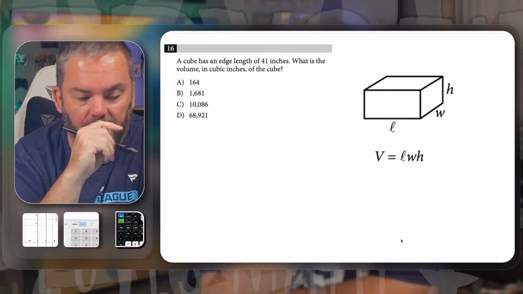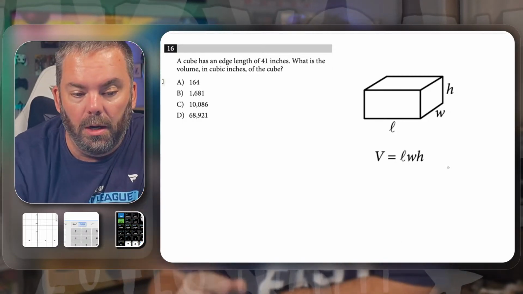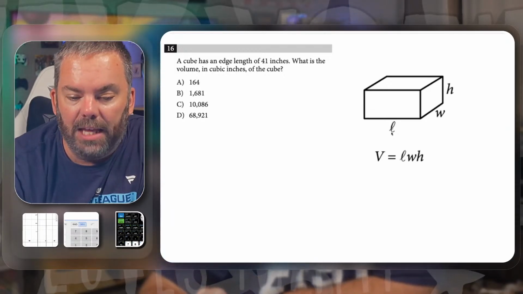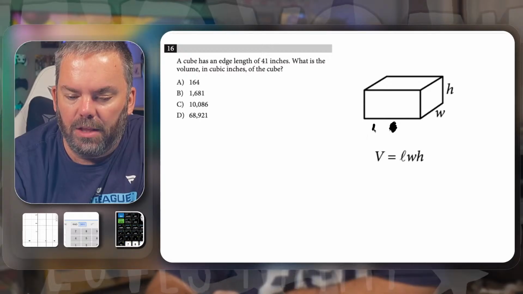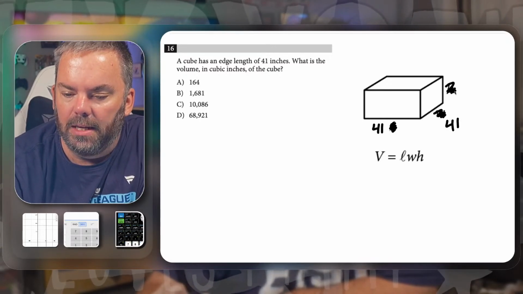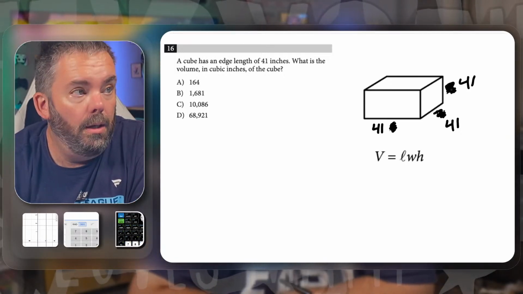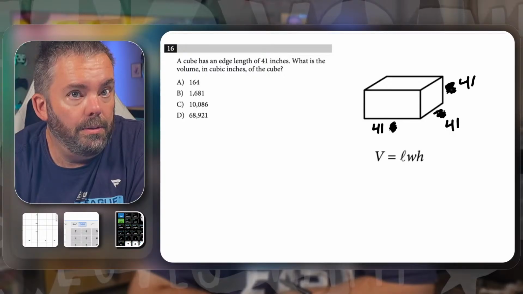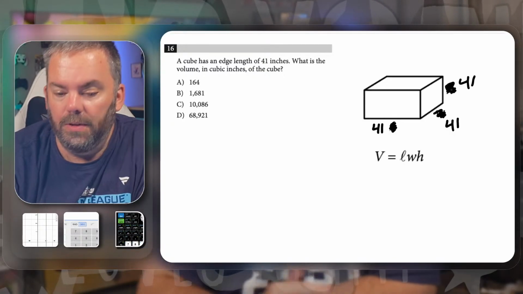So I'm going to draw this. I'm going to let the math do the work here. So a cube has an edge length of 41 inches. Well, that means that not only is the length 41 inches, but so is the width, and so is the height. And I know that this picture doesn't look like a cube, but who cares? The math helps us, right? So what is the volume of this cube?